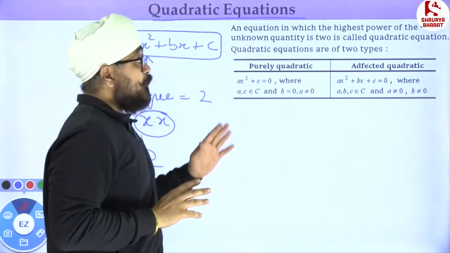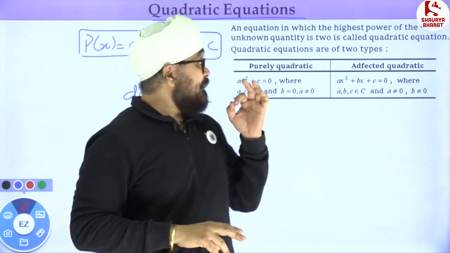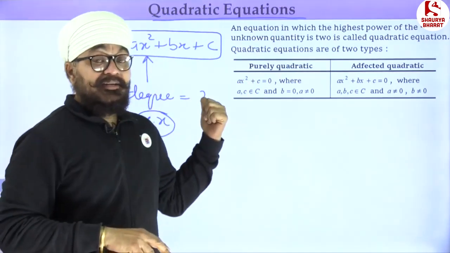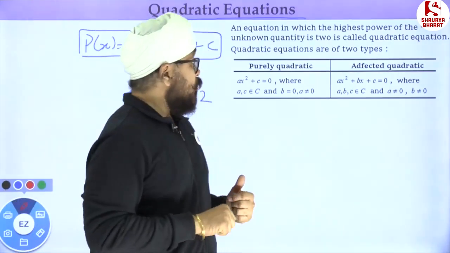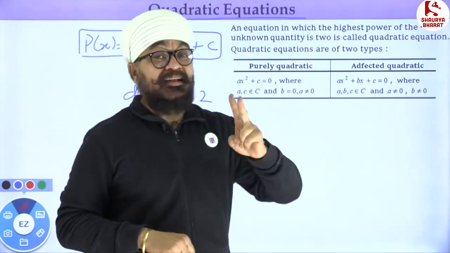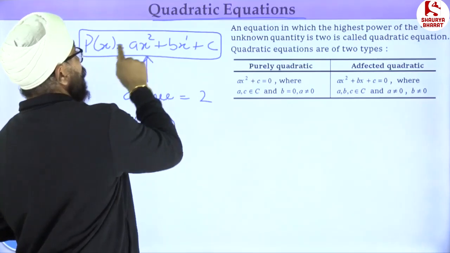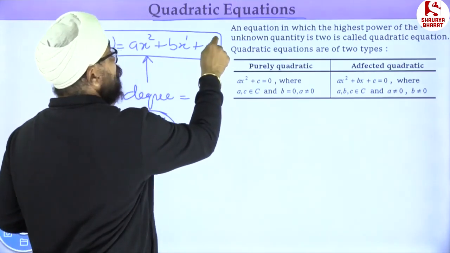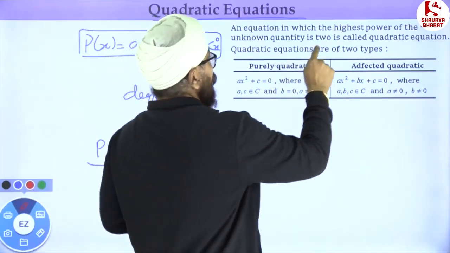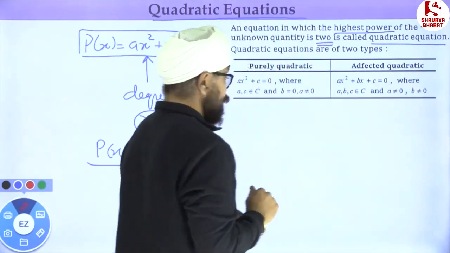So a quadratic equation has the highest power of the unknown quantity, that is the unknown variable, here x, equal to 2, that is the degree is 2. So don't worry about this single term. Here it is having power 2, and here we are having one more variable, but the power is 0 when we go for the highest power. So the highest power is 2, then it is known as a quadratic equation.